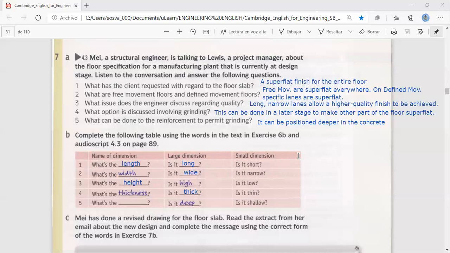Is it thin? The number 5 is what's the, is it deep? Depth. Depth. Okay, depth. And is it shallow? Is it shallow? Exactly. Great. So all these words actually complete in this case. So they have the same meaning, and in the other, it's the opposite.